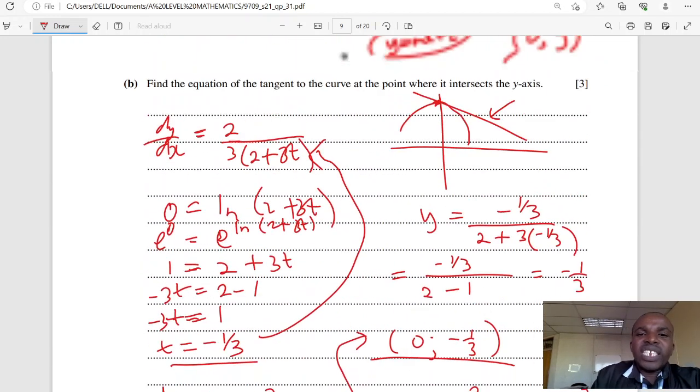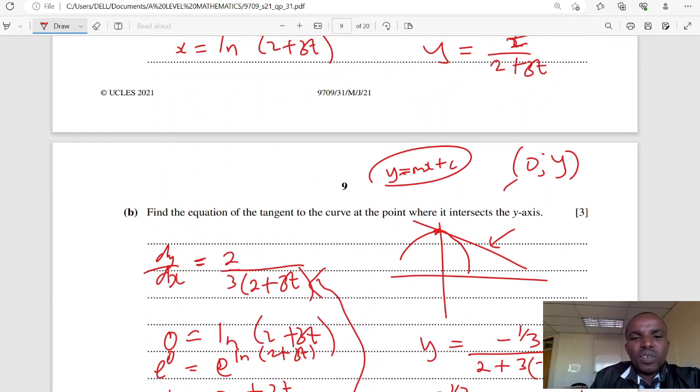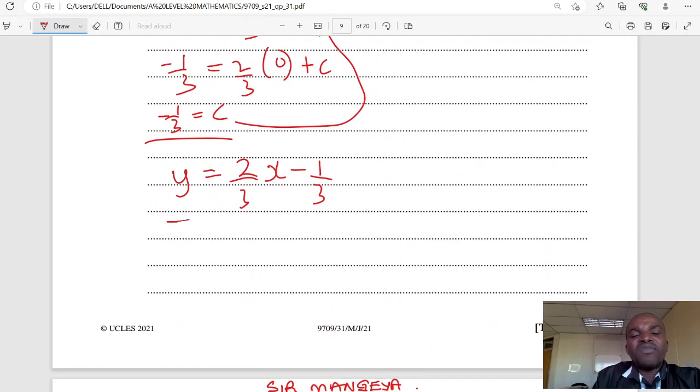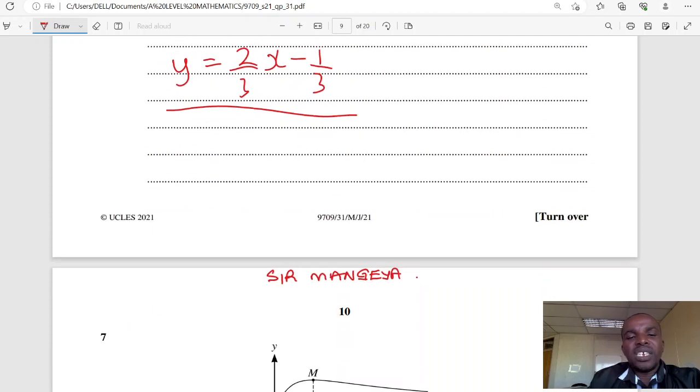So in this form, let's check the form. In which form? They didn't say the form that they require in this case. So you can just leave it in the form y equals mx plus c. Then it will make sense.